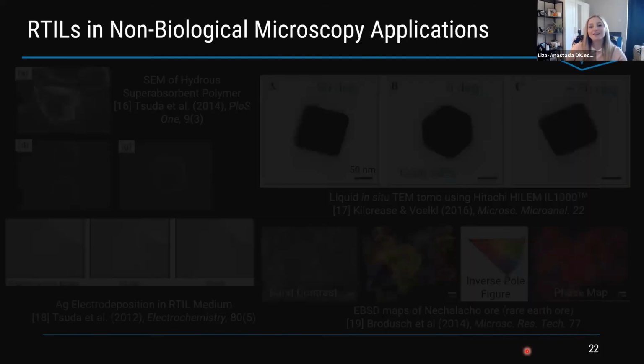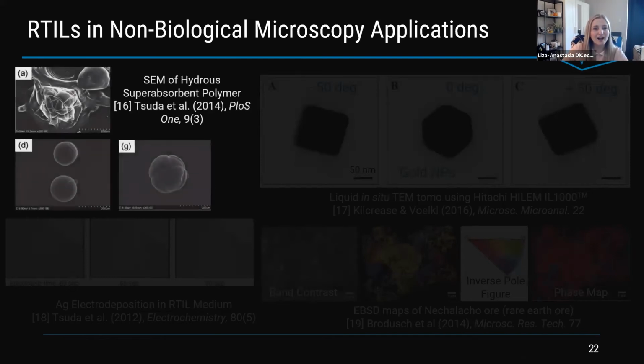Some non-biological applications now for those of you not in this field. I summarized a few of them that I found interesting on this slide. One of them is these SEM images of hydrous super absorbent polymer beads. This is really interesting to see, one, that you can use this for observing polymers, and they have pretty good contrast and resolution that they were able to achieve.